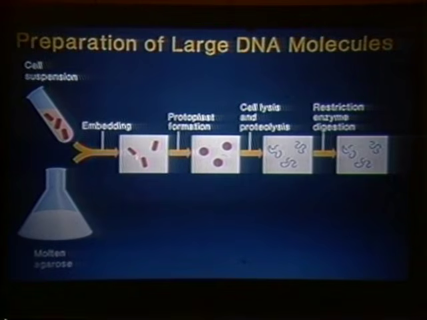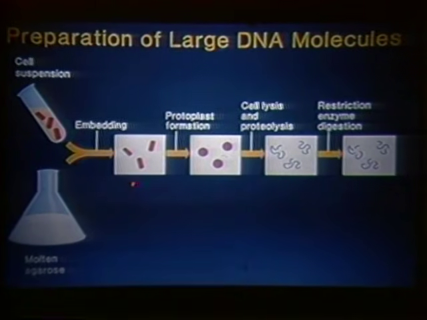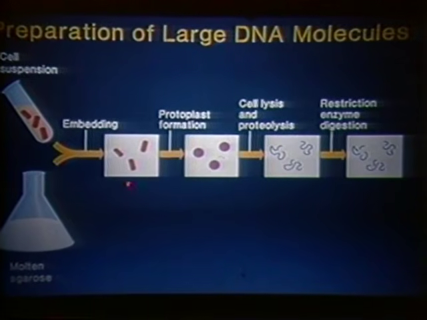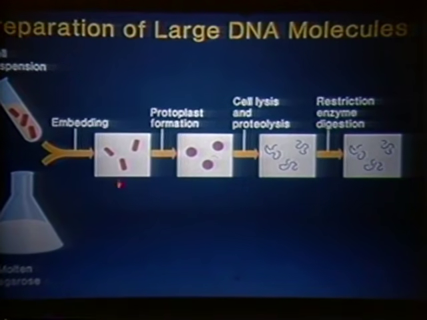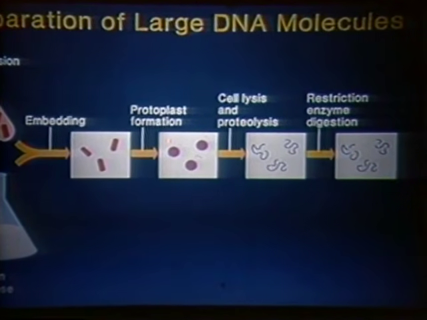And then we diffuse into the agarose whatever enzymes, detergents, salts, chemicals are required to successively eliminate all of the constituents of the cells except for the DNA molecules. So, for example, in the case of bacteria, we would diffuse in first lysozyme to cut the cell wall off. That would produce protoplasts in the agarose in situ.